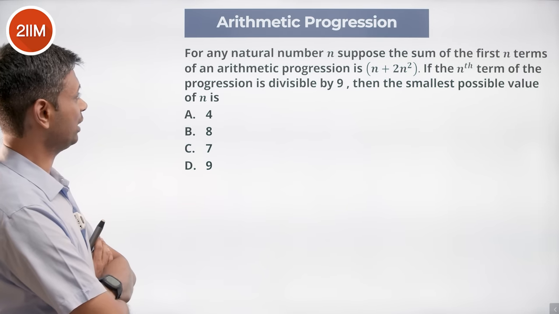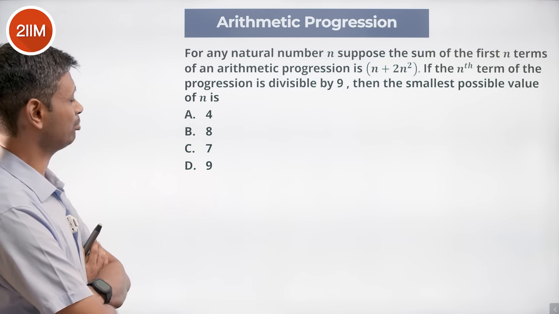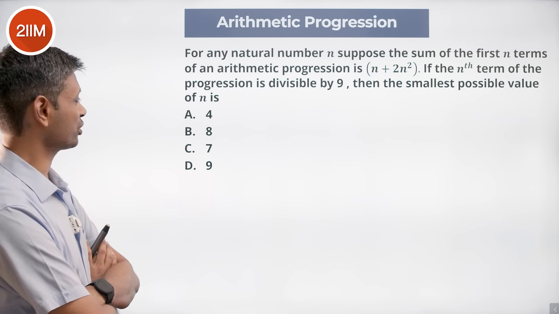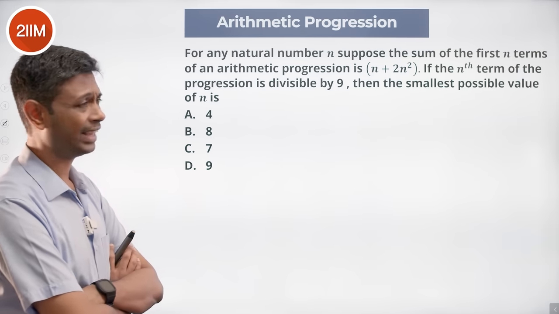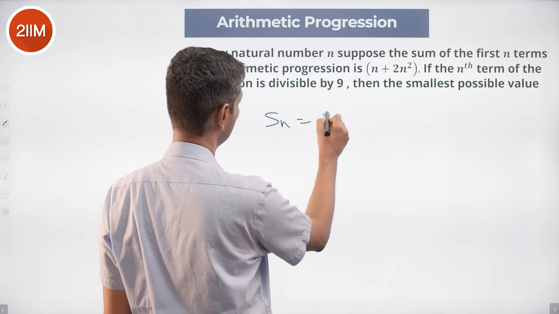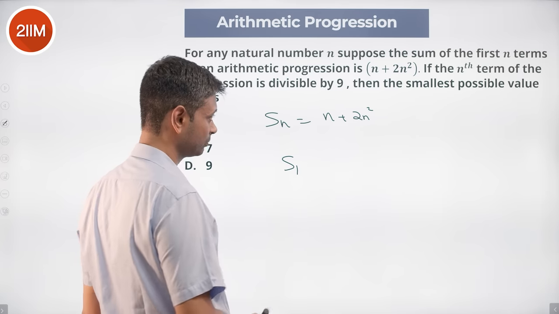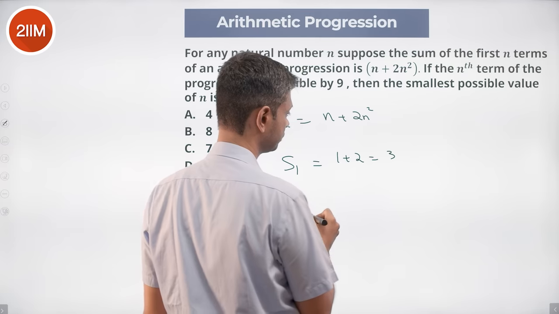For any natural number n, suppose the sum of the first n terms in an arithmetic progression is n plus 2n square. If the nth term of the progression is divisible by 9, then the smallest possible value of n is? n plus 2n square. What am I going to do? Sum up to n terms is n plus 2n square. All I do, I find sum up to one term. This is 1 plus 2, which is 3.